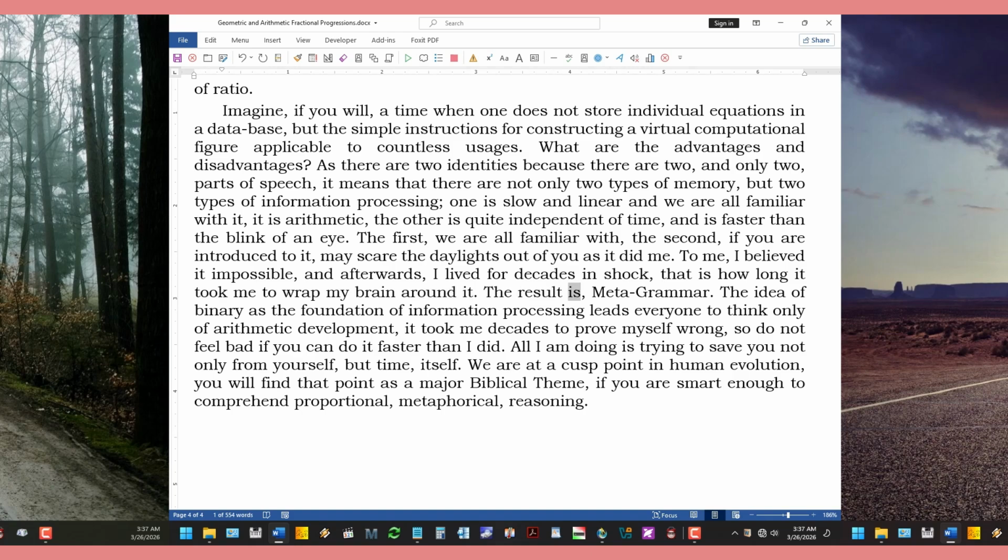The result is metagrammar. The idea of binary as the foundation of information processing leads everyone to think only of arithmetic development. It took me decades to prove myself wrong, so do not feel bad if you can do it faster than I did. All I am doing is trying to save you not only from yourself, but time itself. We are at a cusp point in human evolution. You will find that point as a major biblical theme, if you are smart enough to comprehend proportional, metaphorical reasoning.